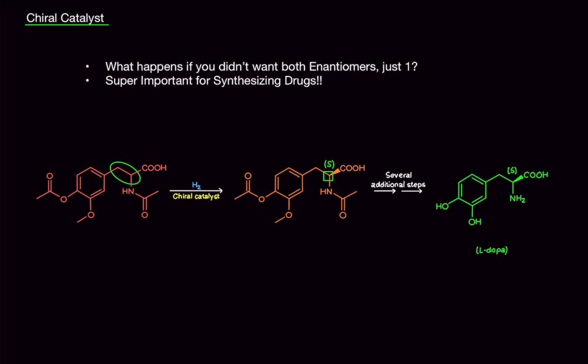Here's the thing though, the big problem. Only the S configuration of L-DOPA is safe. The R configuration of L-DOPA is toxic, it can kill you. That is why we use a chiral catalyst here, to get the S configuration. If we just used platinum, palladium, or nickel and did this reaction, you would get both enantiomers, and if you were to administer that to somebody, they would die. That's why. I'll give you another very good example.